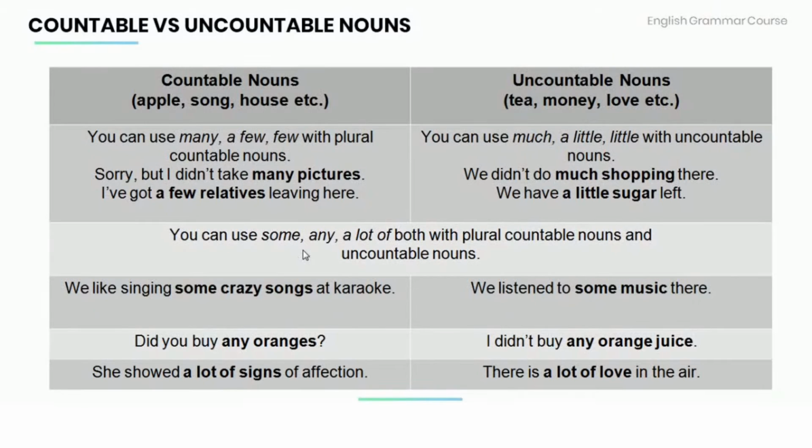Note that you can use some, any, a lot of, both with plural countable nouns and uncountable nouns. Have a look at the examples below. We like singing some crazy songs at karaoke. Did you buy any oranges? She showed a lot of signs of affection. And with uncountable nouns, we listen to some music there. I didn't buy any orange juice. There is a lot of love in the air.